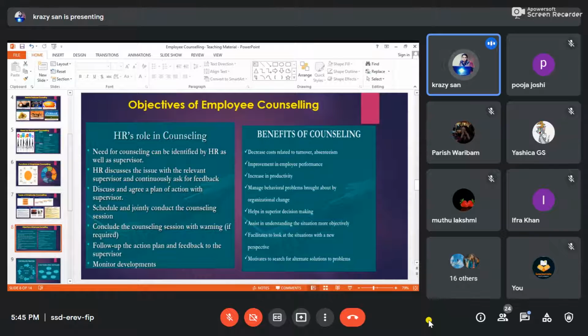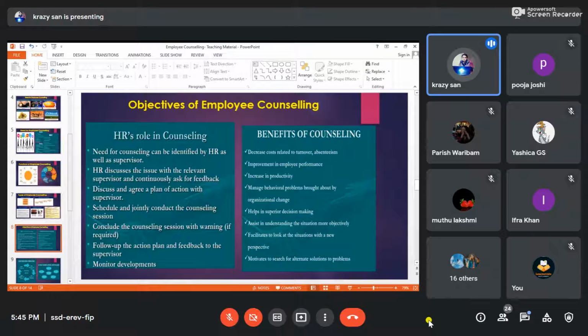You should be able to discuss and agree a plan of action with the supervisor, and schedule and jointly conduct the counseling session. Joint conducting means those who need the counseling have to be present, and those who do not require it but are interested to take part can take it. So such a schedule should be made. Conclude the counseling session with a warning if required. Sometimes even a warning is given during the counseling session. Follow up the action plan and feedback to the supervisors and monitor development. After every counseling session, you monitor the behavioral aspect, the work aspect, the technical aspect of the employee.